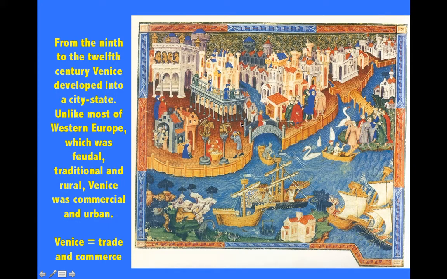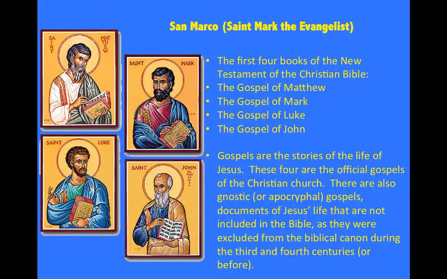Here's a picture of Venice from the Middle Ages. And basically from the 9th to 12th century, which is to say the 800s to 1100s, Venice developed into a city-state, which made it different from the rest of Western Europe. Most of Western Europe was very feudal, traditional, and rural, which means country, agrarian. There weren't big cities. Whereas Venice was a pretty big city for the Middle Ages. It was very commercial, right? A lot of trading, and it was very urban. So vocabulary there: commercial means that there was a lot of trading. So we associate Venice with trade and commerce.